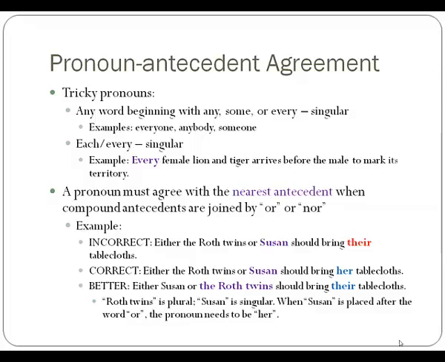The reason is that Susan is the nearest antecedent to the pronoun, and you have to remember that the reader is always going to match up that pronoun with the last noun. Better: "Either Susan or the Roth twins should bring their tablecloths." If you wanted to use their, you would just switch it around and put the Roth twins, which are plural, last, and then you would be able to use the word their.